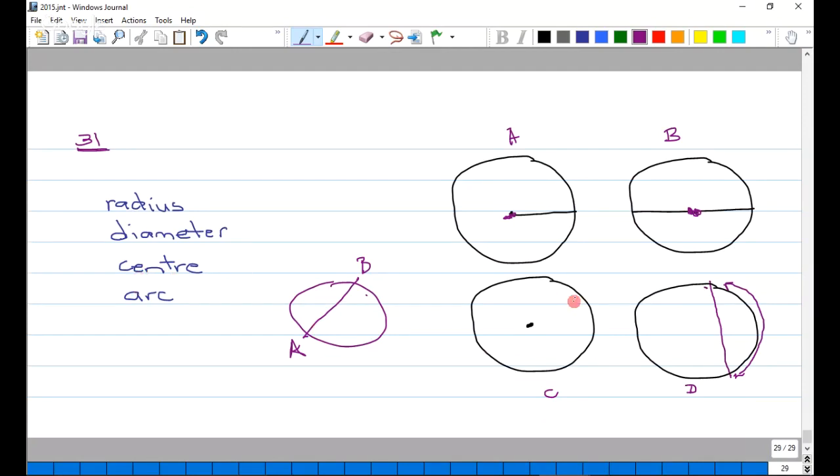We have the center of the circle. All points on the circumference are the same distance from the center of the circle. Now the arc is any curved section on the what? Of the circumference. That's one quick way of looking at it. So we need to remember these things when we're doing circle theory. We need to know what the radius is, what the diameter is, what the center of the circle is, and to be able to identify an arc. Cool?